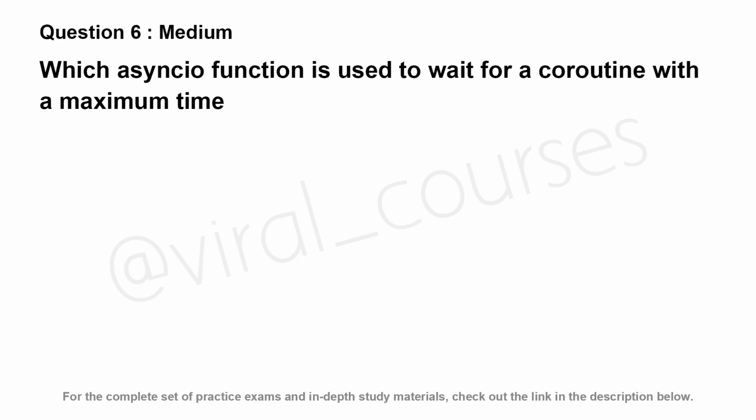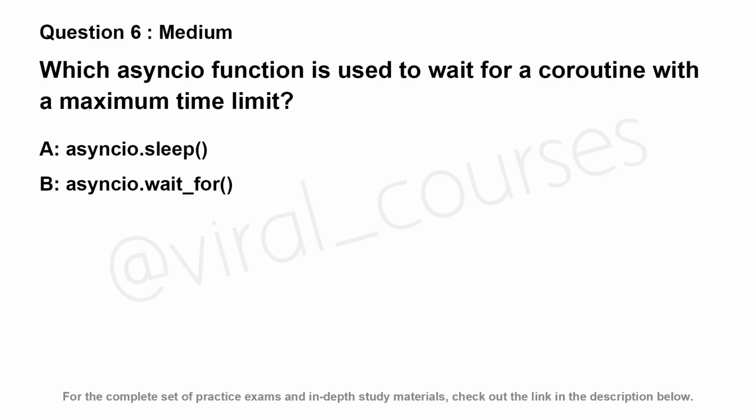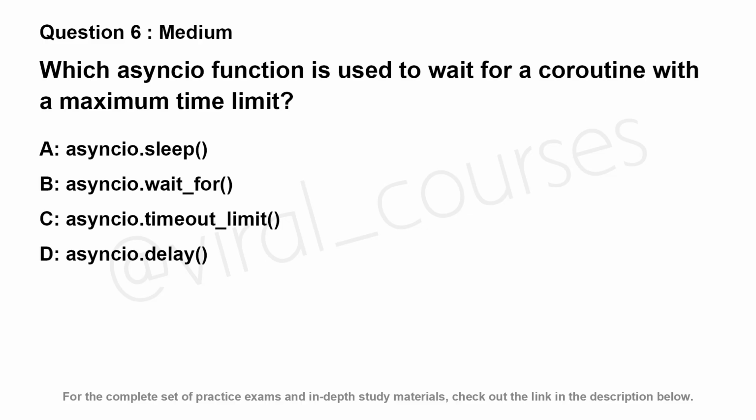Which asyncio function is used to wait for a coroutine with a maximum time limit? Option A. Asyncio.sleep. Option B. Asyncio.wait_for. Option C. Asyncio.timeout_limit. Option D. Asyncio.delay.